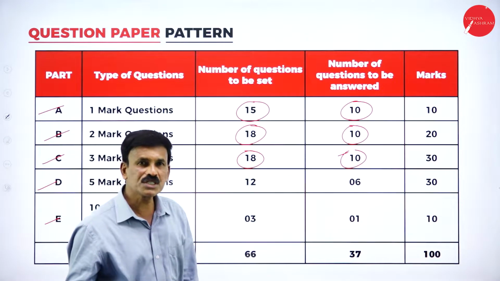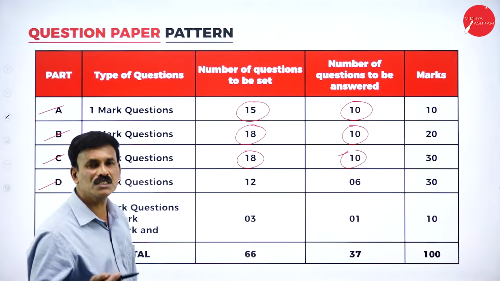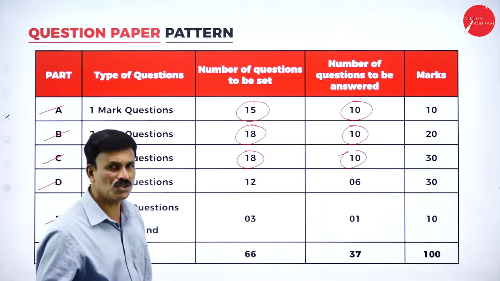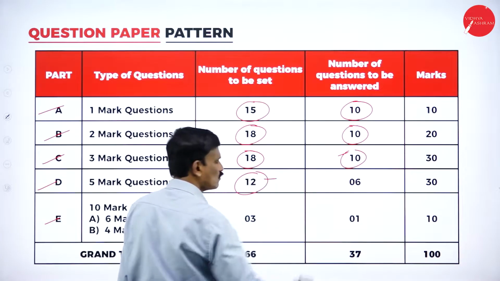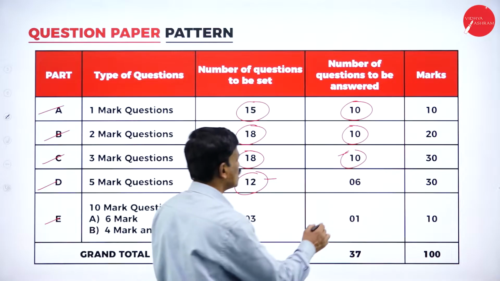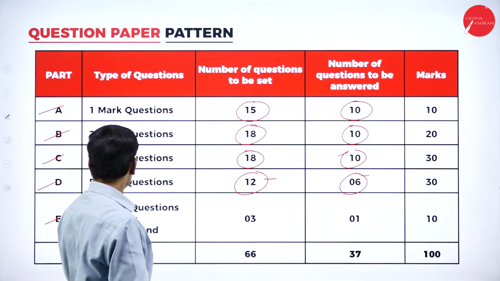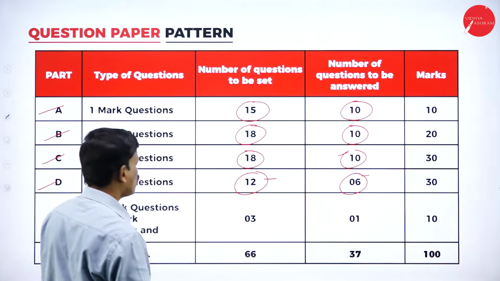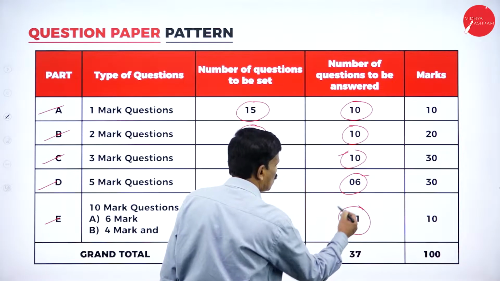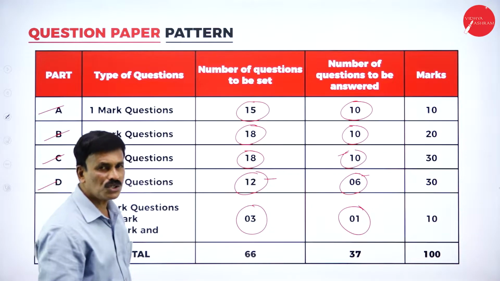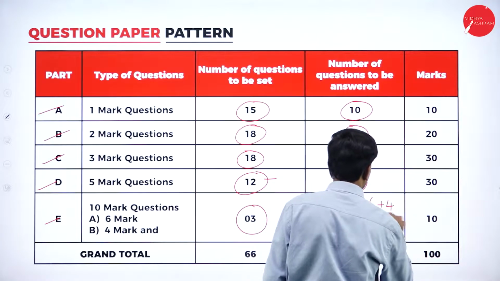Similarly 3 marks question, 18 questions. In 2 marks you are going to answer 10 out of 18 and in 3 marks you are going to answer 10 out of 18 questions. Whereas in 5 marks there are 12 questions. Out of these 12 you are going to answer 6. Now the last part E contains 3 questions. In these you are going to answer only 1 question. In that you will have 1 6 marks question and 1 4 marks question here.